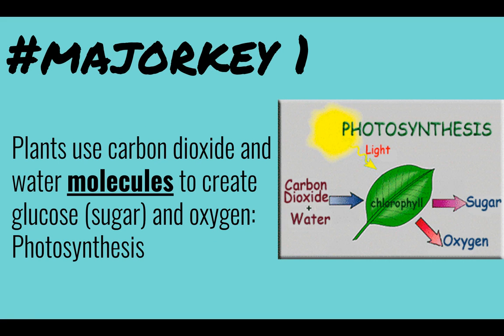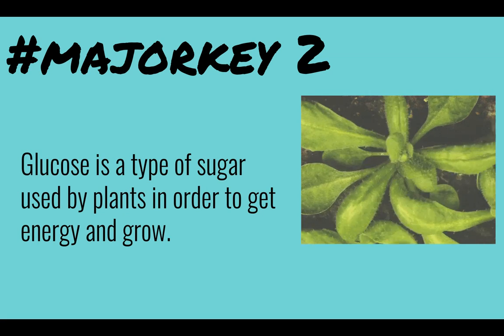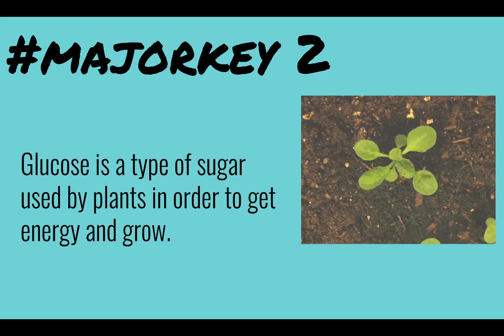Major key number 1. Plants use carbon dioxide and water molecules to create glucose and oxygen. We know that this process is called photosynthesis. Major key number 2. Glucose is a type of sugar used by plants in order to get energy and grow.